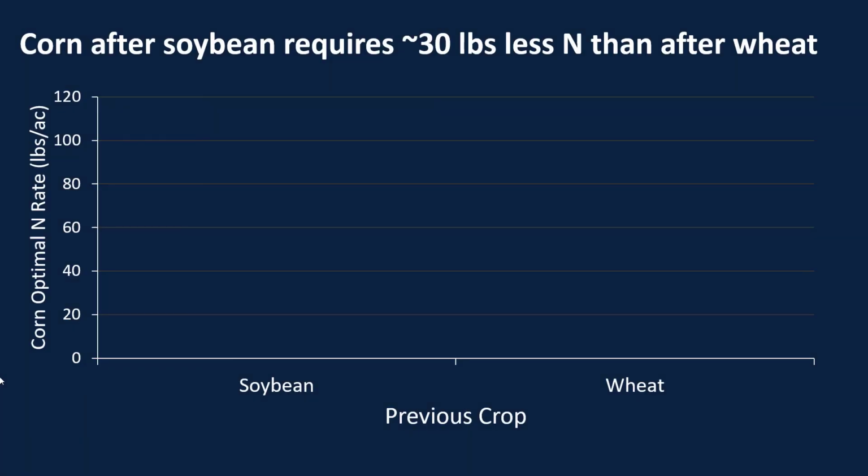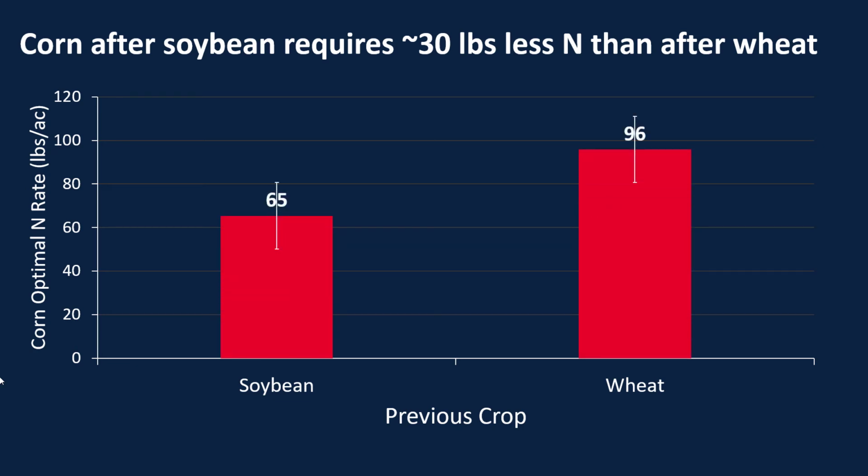So if we look at our data just here in South Dakota and look at our previous crop being soybean or wheat and their optimal nitrogen rate, we see soybean around 65, wheat around 96. So on average, a decrease of 30 pounds of nitrogen per acre that's needed. A little less than our 40 pounds per acre, but if we increase the amount of sites that we have, this could likely continue to increase as well.